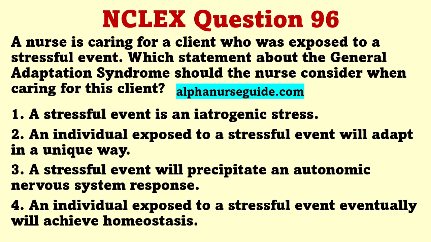The correct answer is 3. A stressful event will precipitate an autonomic nervous system response. Rationale. Stressors precipitate the general adaptation syndrome, which is a neuroendocrine response and part of the autonomic nervous system.